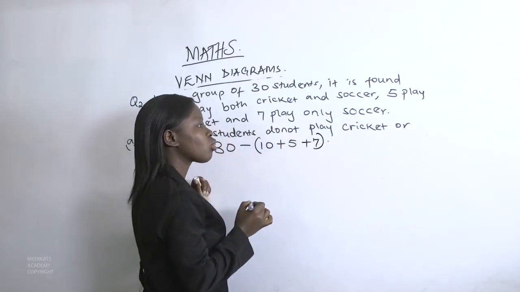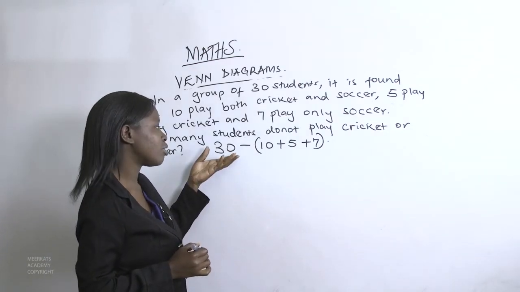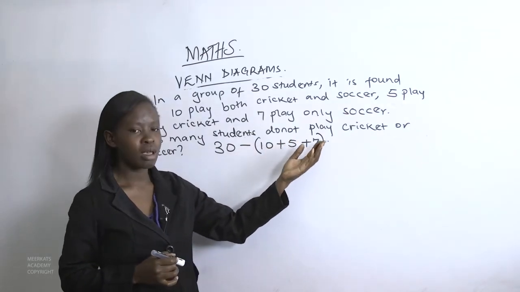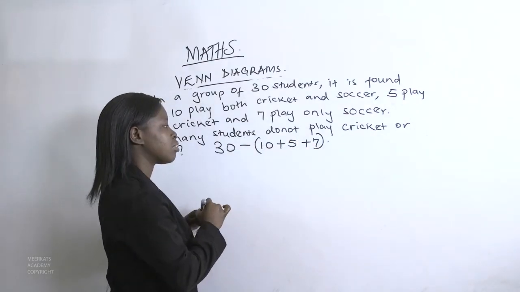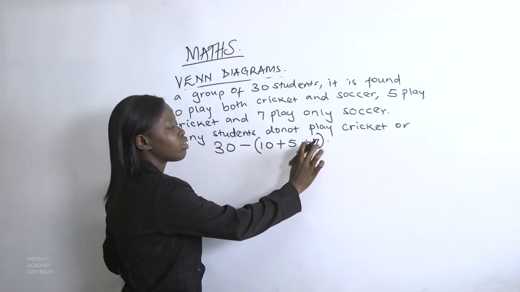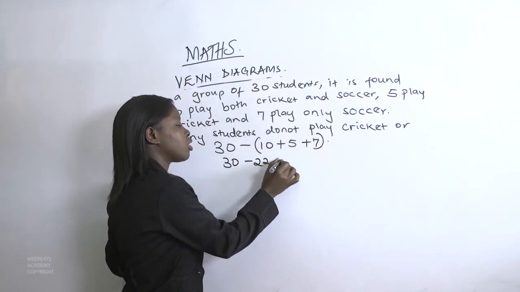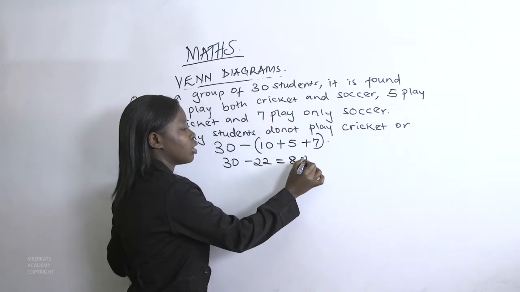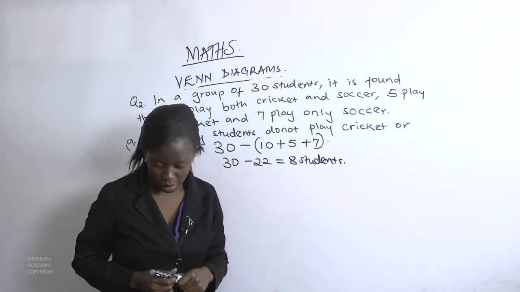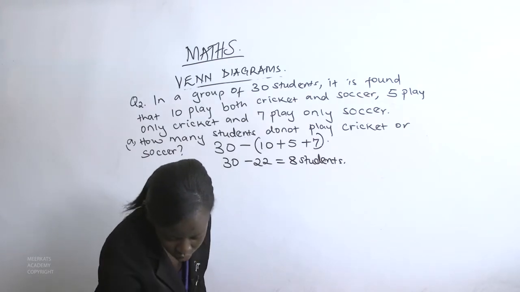To get those who do not participate in any of the events, we take 30 minus the sum of the details we have, that is 10 plus 5 plus 7. 10 plus 5 is 15, and 15 plus 7 is 22. So 30 minus 22 gives us 8 students. So 8 students do not participate in either cricket or soccer.